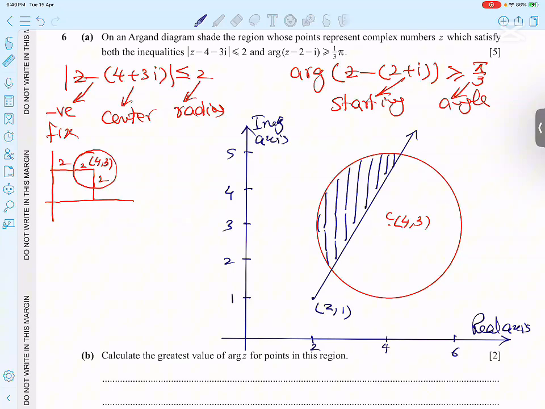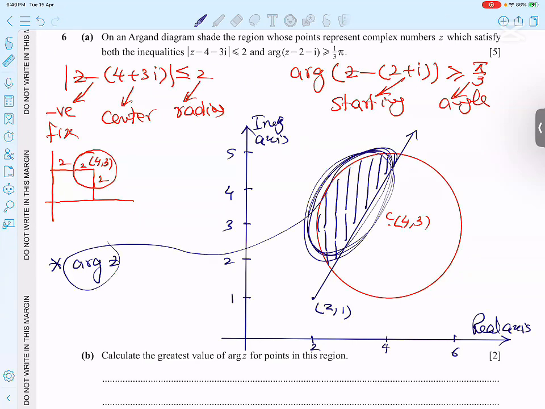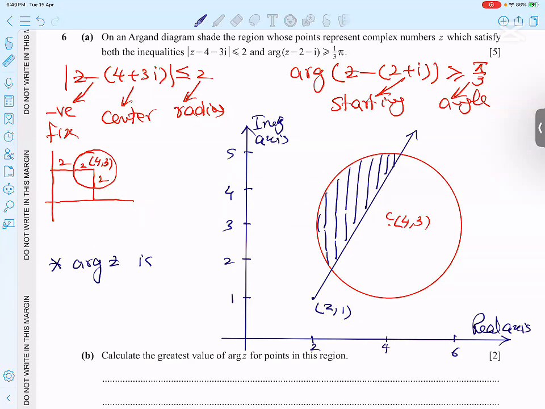Okay, this is done. Now, the last part, the second part, the greatest value of the argument of Z. What does argument stand for? The angle, okay? What is the definition of the argument? The argument of Z, for all the points in the region, any one point you take from here, the argument is the shortest angle with the x-axis. This is the definition. So I'm going to make it.